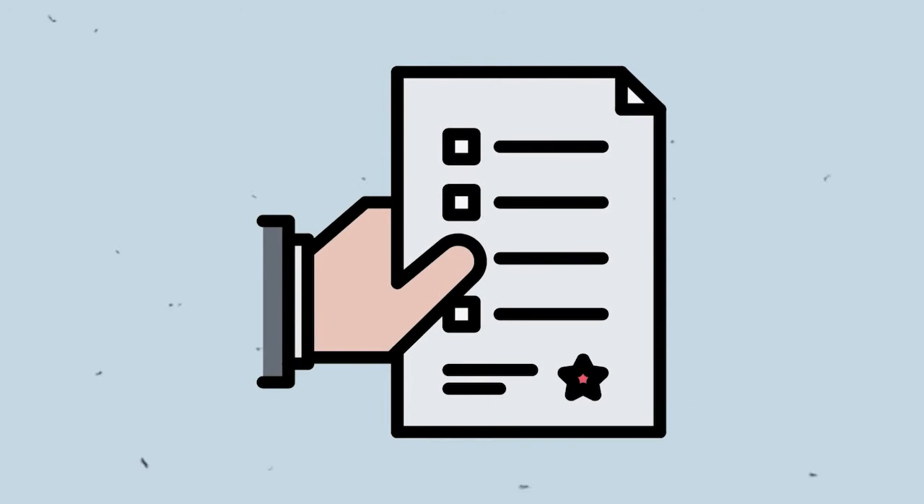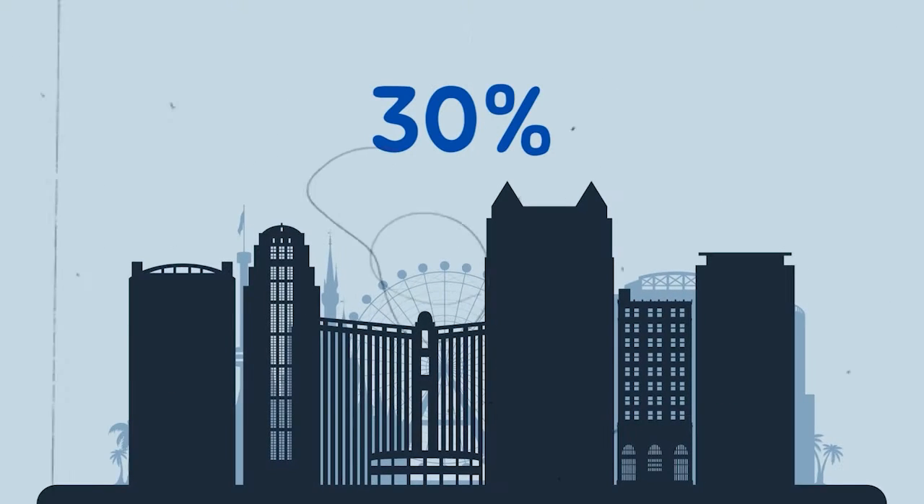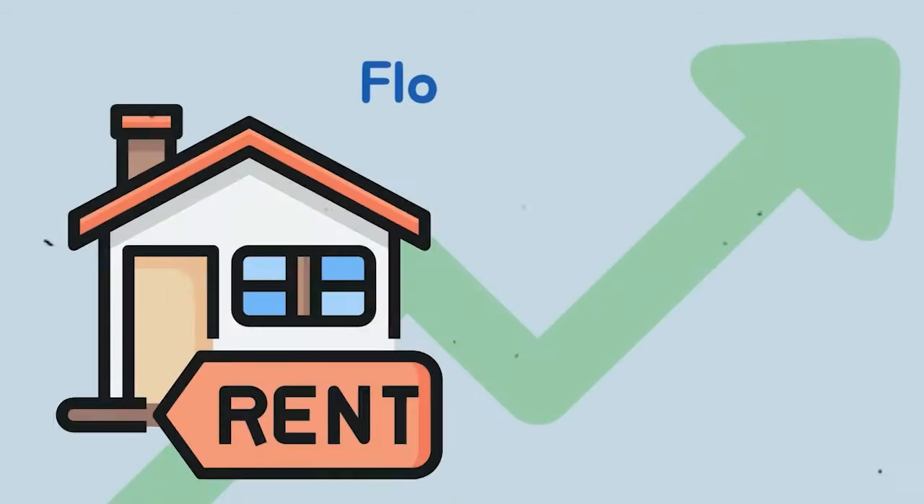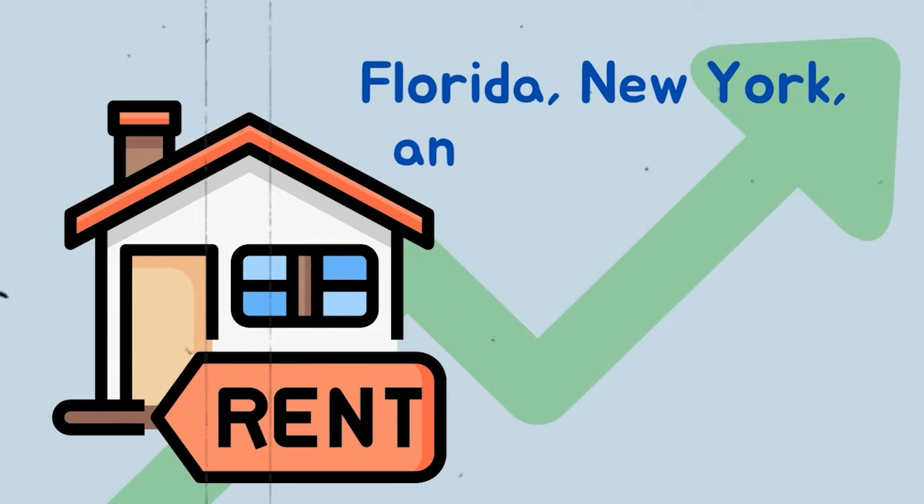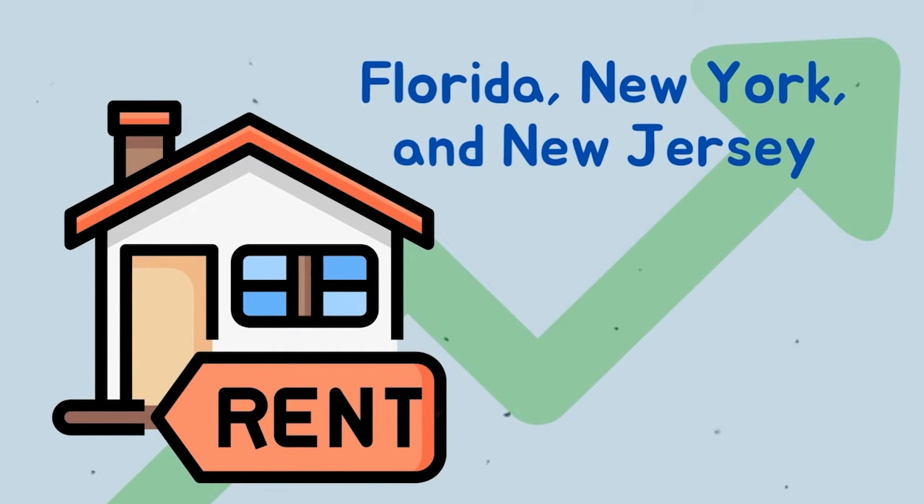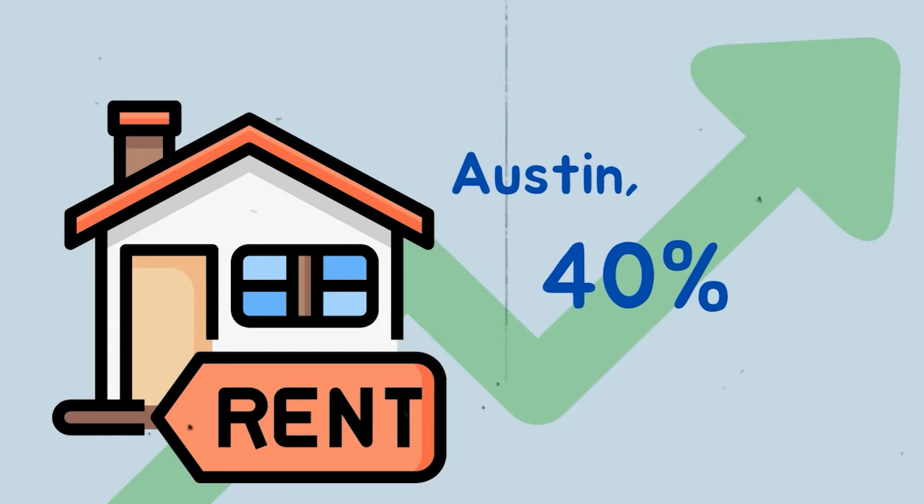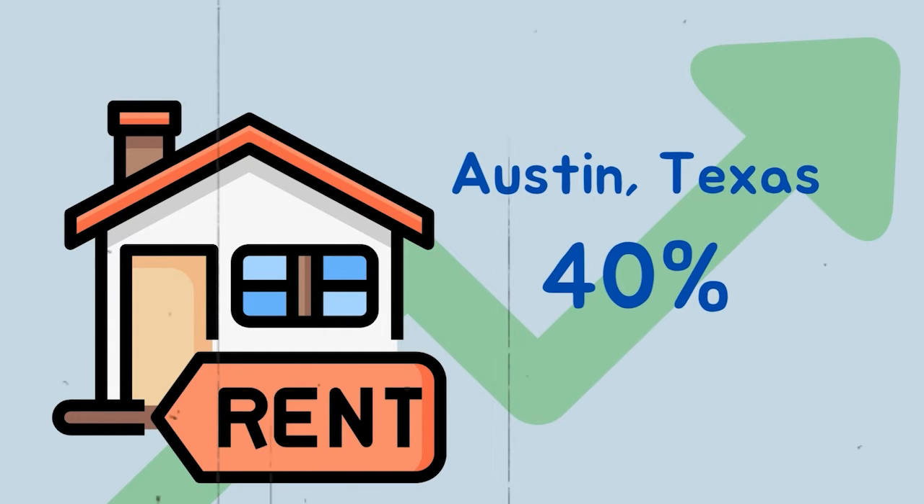Meanwhile, according to a poll, rent cost in Orlando increased by over 30% just last year, while rent prices in Florida, New York, and New Jersey are also rising at an alarming rate. The same goes with Austin, Texas, which has the highest one-year gain of 40%.